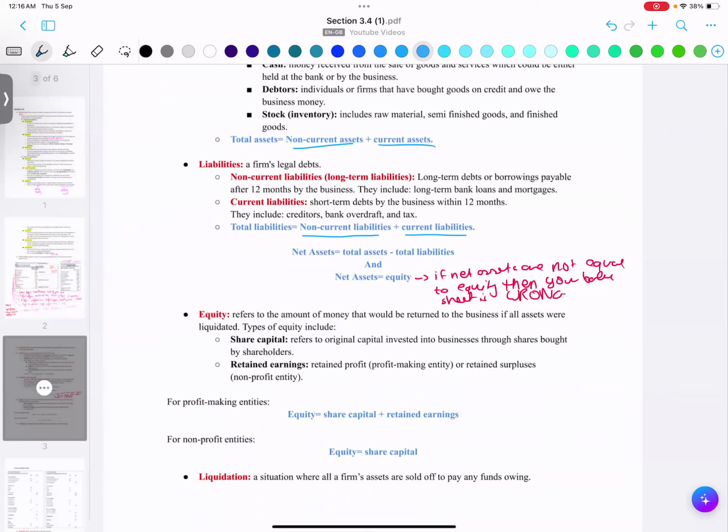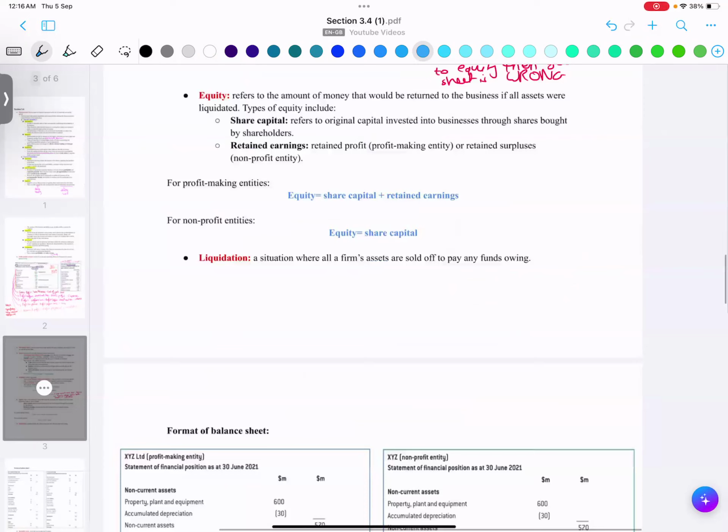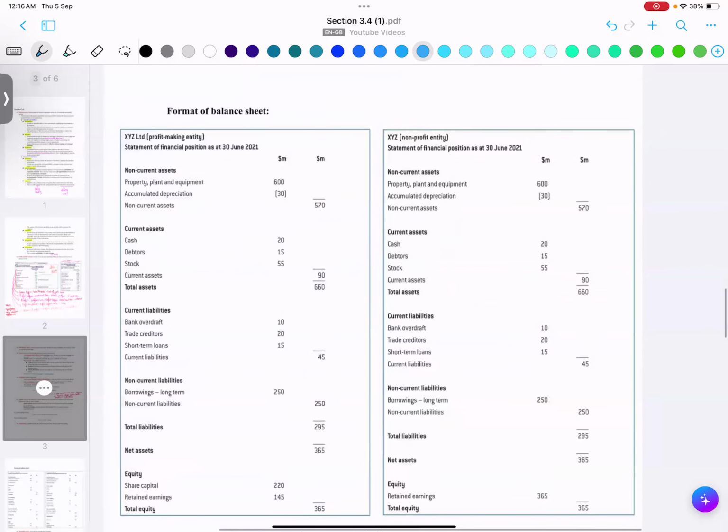Okay. Now, liquidation. What is liquidation? Liquidation is a situation where all a firm's assets are sold off to pay any funds owing. This usually happens when the firm goes bankrupt. So now we have a format of the balance sheet. This is the format.